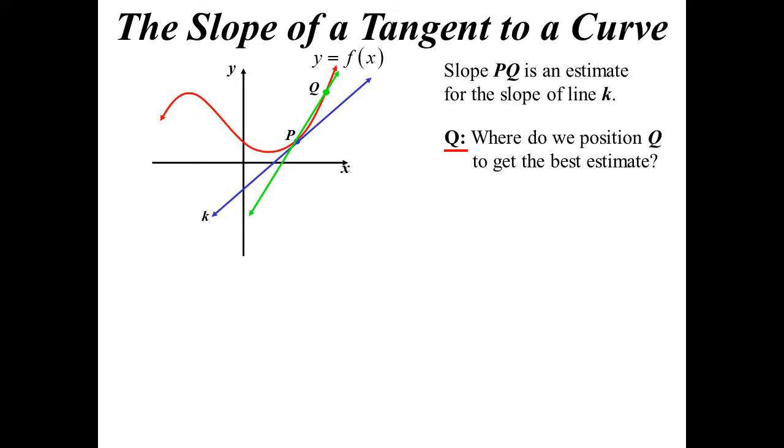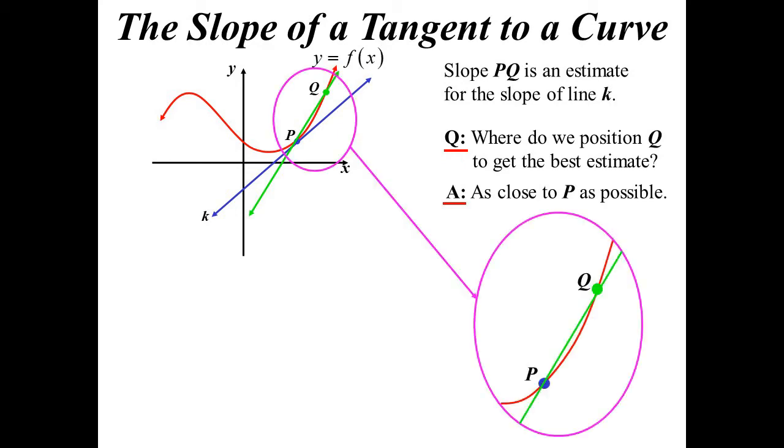I can put Q anywhere on this curve I like. Where would be the best spot to put it? Well, the answer is as close to P as possible. Just imagine sliding that Q down towards P. And hopefully, as you're imagining it, you're seeing that green line moving closer and closer to the blue line. So its slope, therefore, must be getting closer and closer to the one we're looking for. So we want to put it as close as we possibly can.